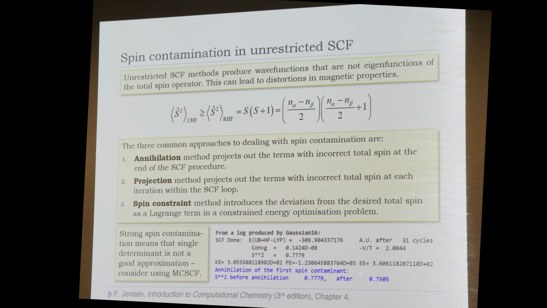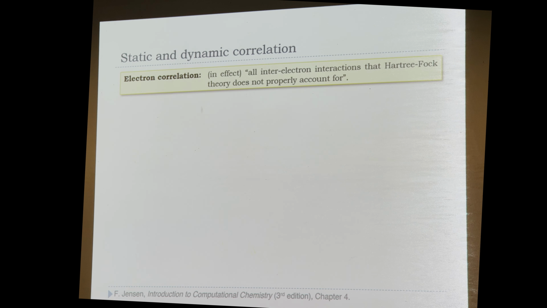So if this is very far from the ground state spin that you expect for your molecule, then you have to start reading Jensen's chapter 4 because, well, it just hit the fan. Or talk to professional computational chemists who will be able to advise you on what is going on in there.